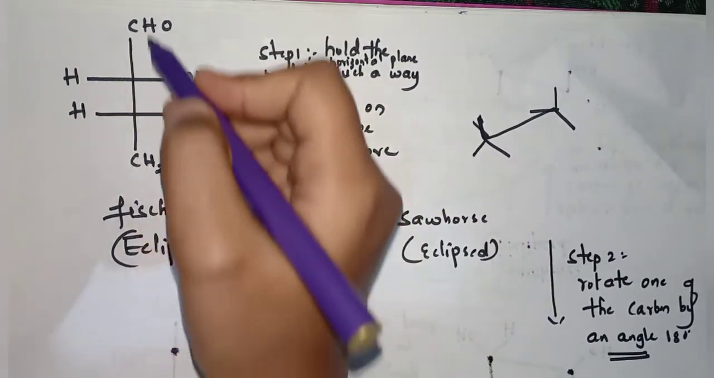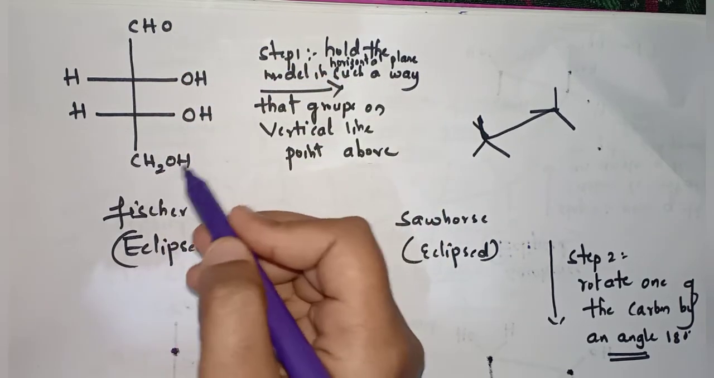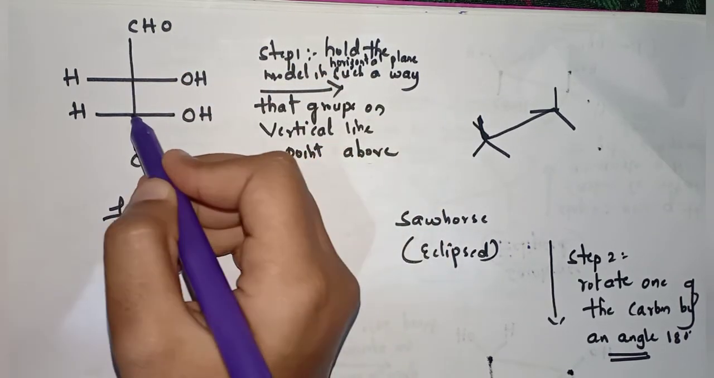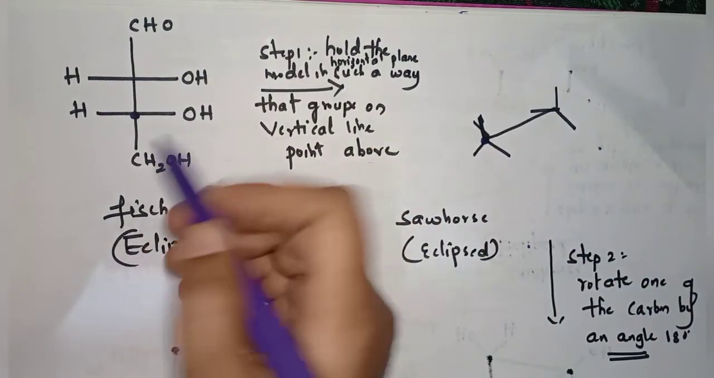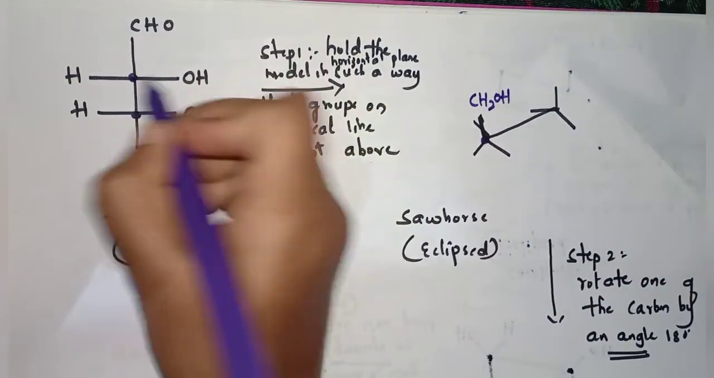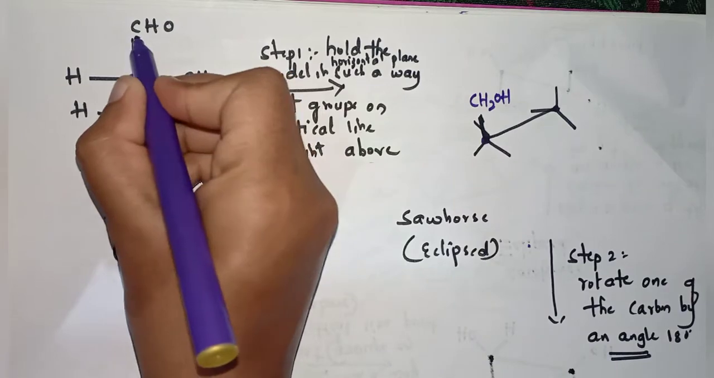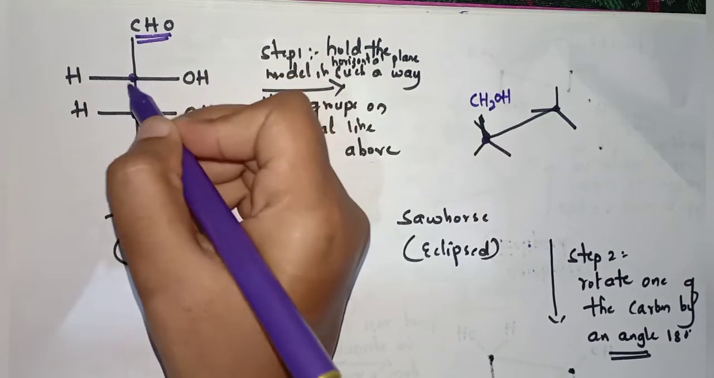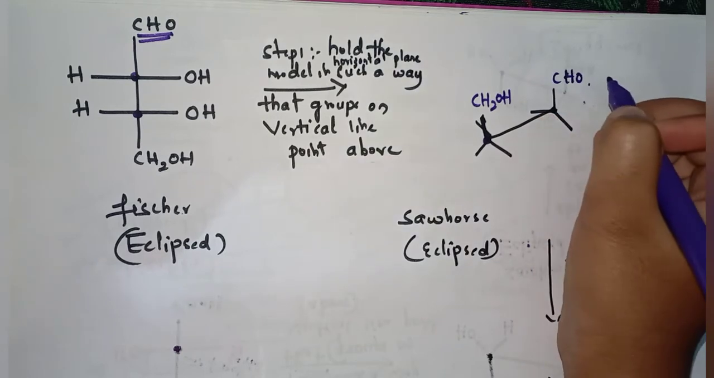Which are the groups present on the vertical line? That is CHO and CH2OH. So it is the front carbon and it is also the front carbon. So I will represent this CH2OH here, and this is the rear carbon and it is also the rear carbon. So the group on the vertical line for the rear carbon is CHO. So I have written it like this.